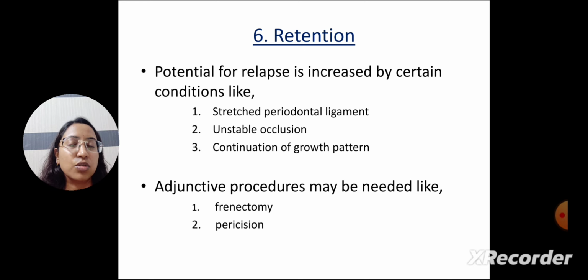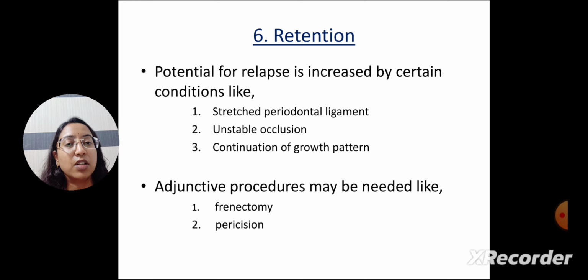Also, unstable occlusion, that is we are not providing a cusp to fossa relationship, or the interincisal relationship is not good. So that will lead to relapse of the malocclusion, or continuation of growth pattern, or the etiology is not properly removed. So both of which will again result in relapse.